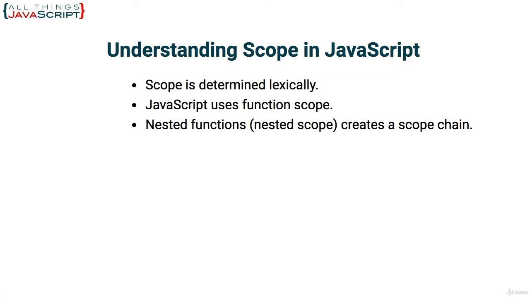And then finally, nested functions. So if you declare a function inside another function, that creates a nested function. That creates what we call a scope chain. We'll explain what a scope chain is as well. So these are the three concepts that are important to keep in mind as we go through these examples. Now, let's take a look at the code that we're going to use for the examples that will help explain scope.